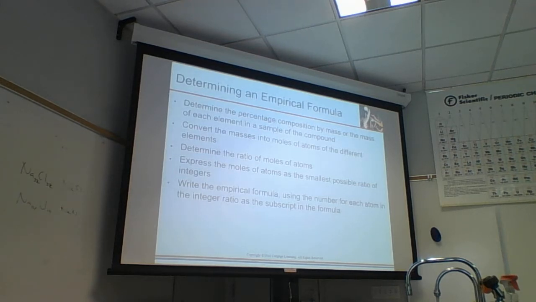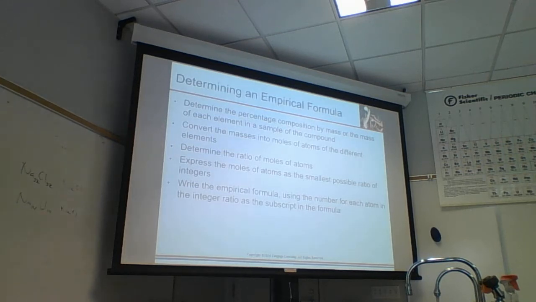But for molecular compounds, we don't want the simplest ratio, we want to know what the actual molecule is. It might be the simplest ratio, like in water. For water, the molecular formula and the empirical formula are the same thing, because the molecular formula, H2O, is the simplest whole number ratio, which would be the empirical formula. And so the molecular formula is going to be much more informative.